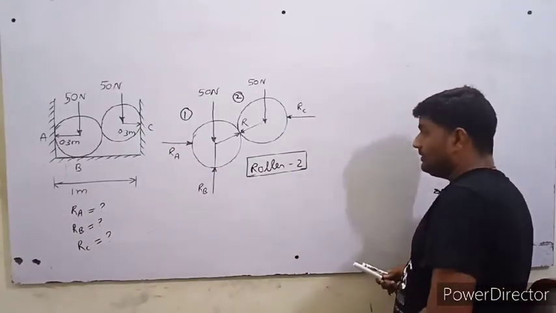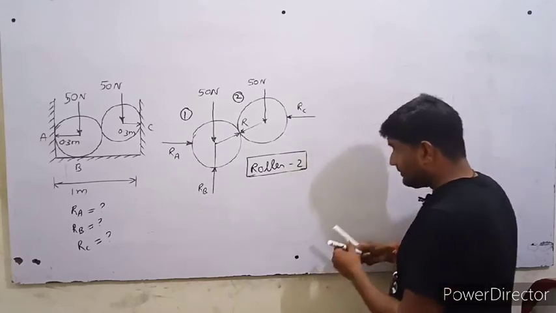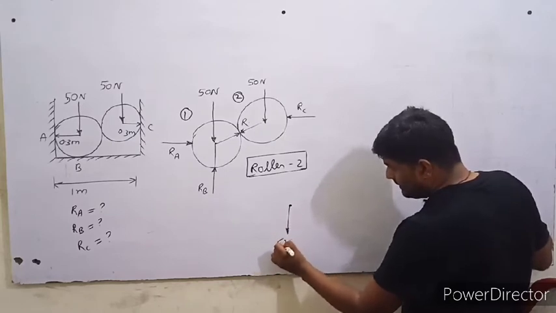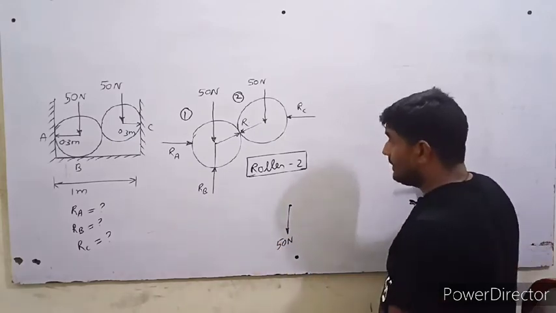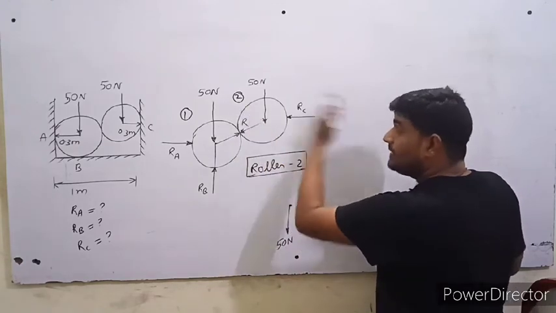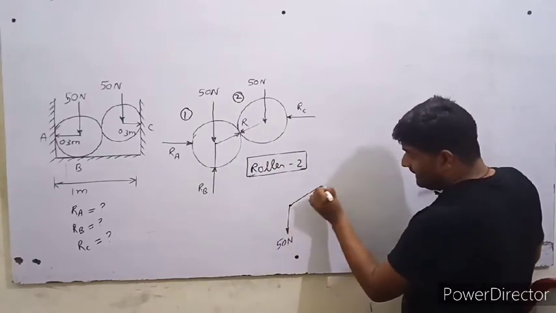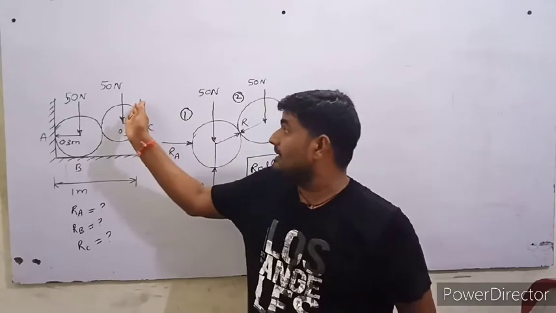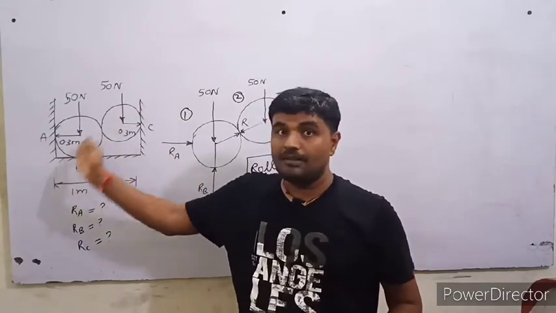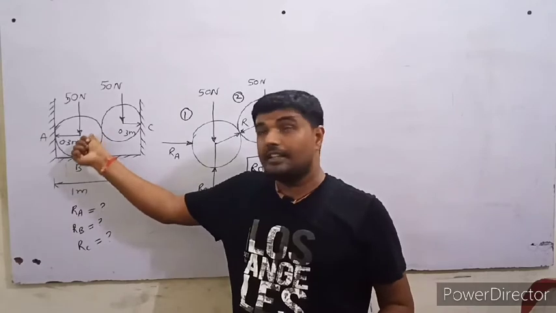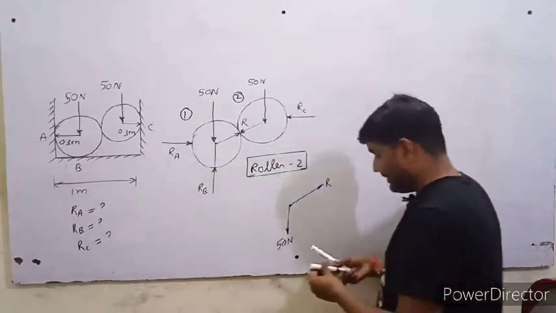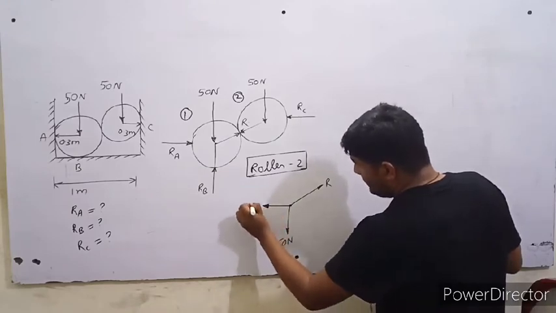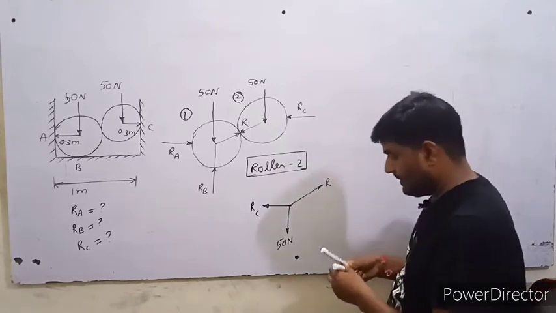If I take roller 2, what is happening in roller 2? Self weight is acting. What is self weight? 50 Newton. And if I remove this, so there will be an equal and opposite reaction. Due to self weight, this roller does an action on roller number 1. So this roller will give a reaction R, and there is another reaction. What is this? RC, students.